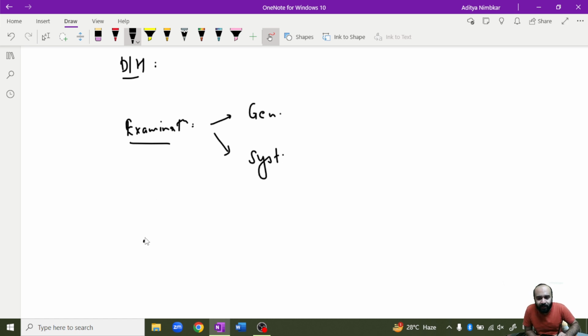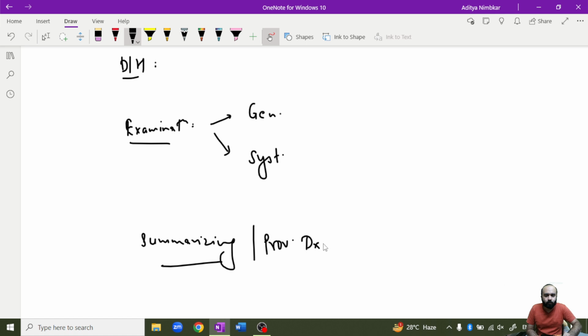So finally, you would be summarizing your history at the end of it. Summarizing with provisional diagnosis. So provisional diagnosis, there is a way how you mention it, but I'll be mentioning it at the end of it. Why do I say that this is a provisional diagnosis?